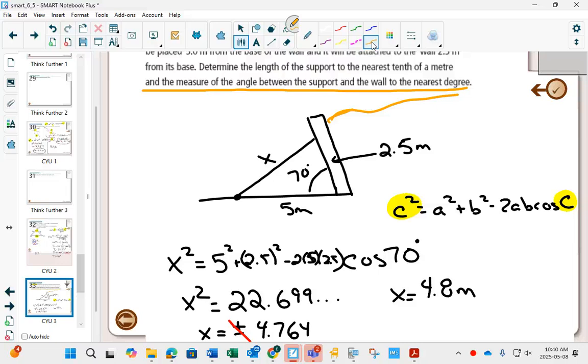Measure the angle between the support and the wall. We also need to find this angle. Grr. But now we can use the sine law, because I now know the x, and I can label it on here. I'll label it in blue, 4.8. Now I know an angle and opposite side, and now I can use the sine law to find the orange part. Since we're finding an angle, are you okay with adding theta there?